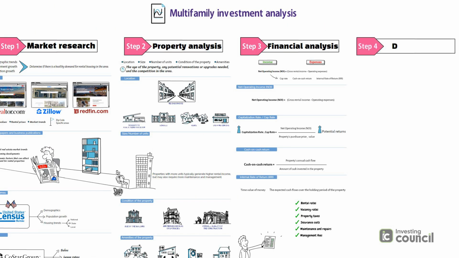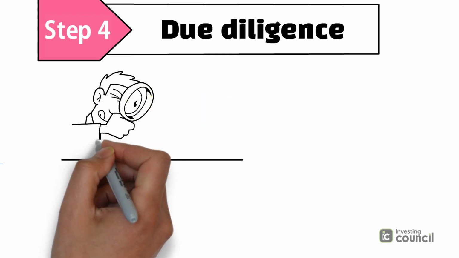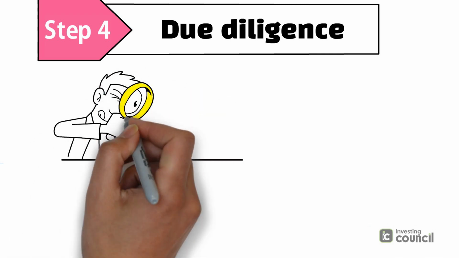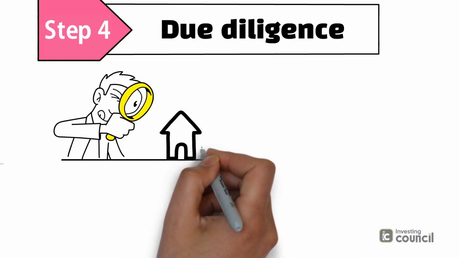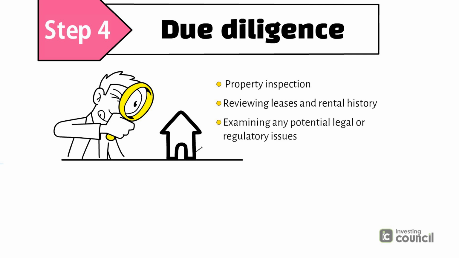The fourth step is due diligence. Before making an investment, conduct due diligence on the property to ensure there are no hidden issues that could negatively impact the investment. This can include a property inspection, reviewing leases and rental history, and examining any potential legal or regulatory issues. So, what are the main components of a due diligence process? Here, we discuss some of them.